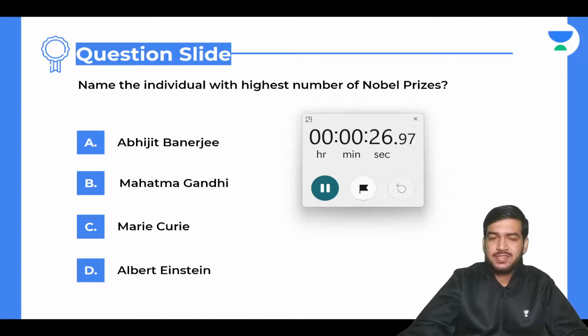I'll give some hints. Abhijit Banerjee in economics, Mahatma Gandhi probably in peace, Marie Curie in 2 categories, and Albert Einstein in physics. Okay, so which among them is the person with the highest number of Nobel Prizes?